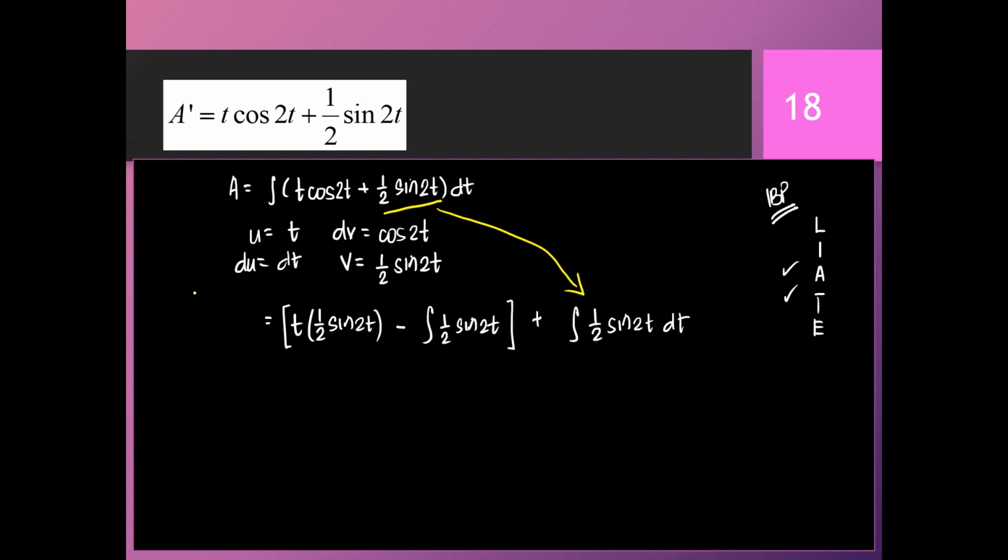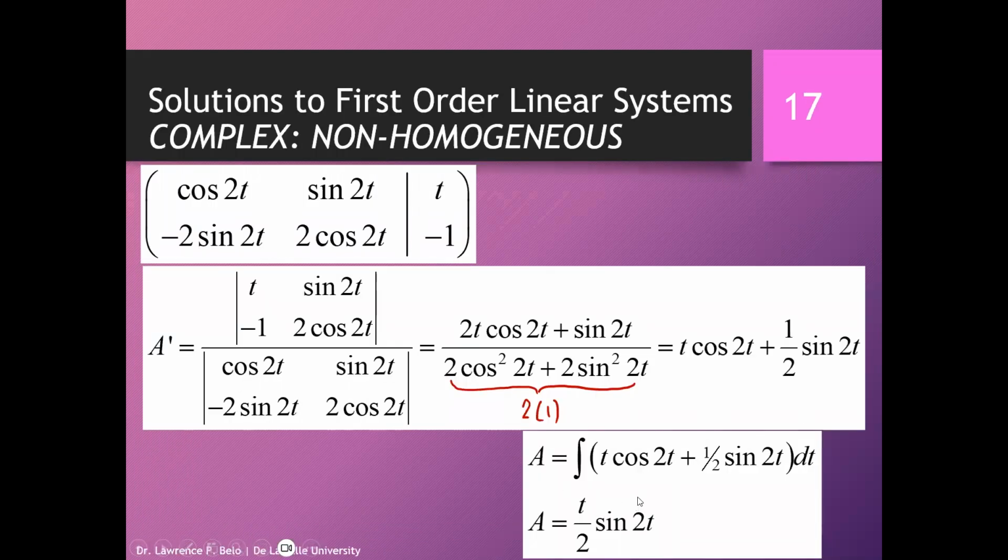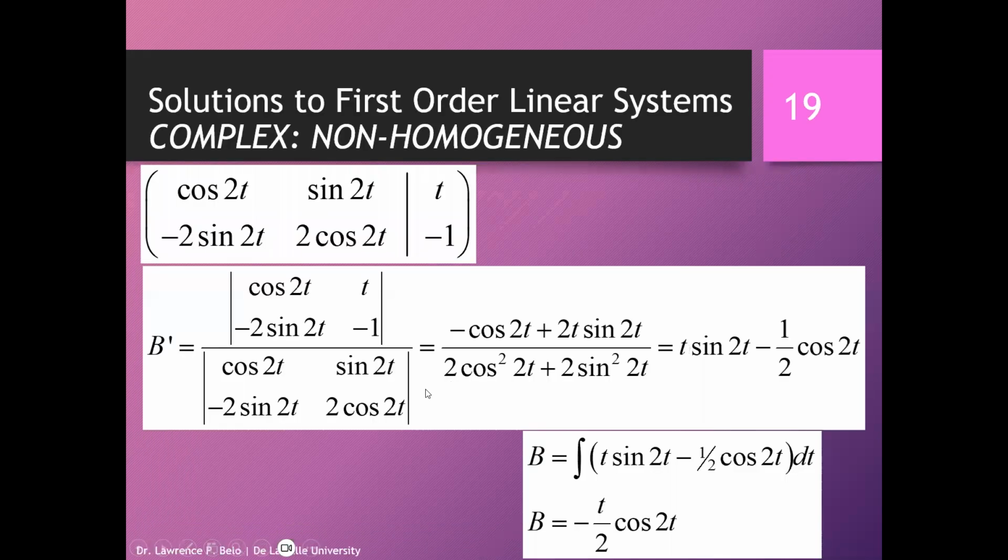That second term, right? So what happens is you're left with t over 2 sine 2t. Kaya, ito na lang yung sagot. Now, for B, di ba? Solve for B, it's roughly similar. So I won't show that anymore. So you'll end up with this over this. So again, the A remains the same. The B column will be replaced by the ones on the right.